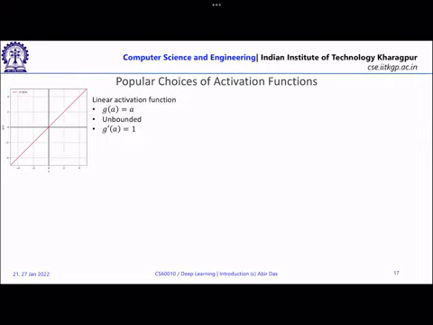So W transpose X plus B, if it is less than 0, then we are saying the output is the negative class, and if W transpose X plus B is greater than 0, then we are saying that the input belongs to the positive class. So that is where we are using the threshold function. You are thresholding depending on whether W transpose X plus B is greater than or equal to 0 or less than 0.